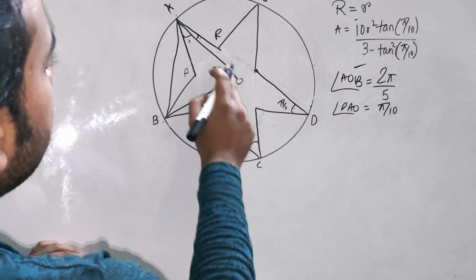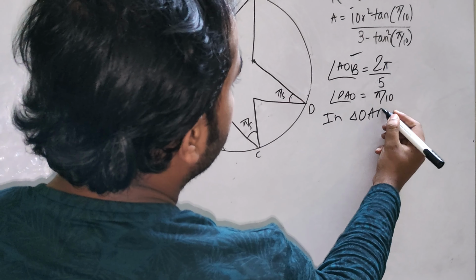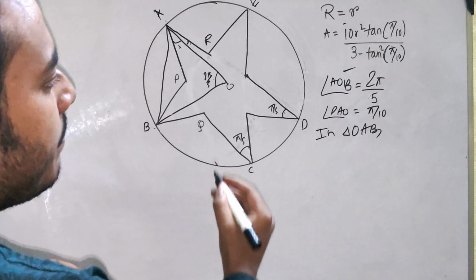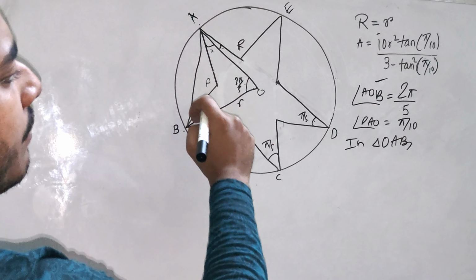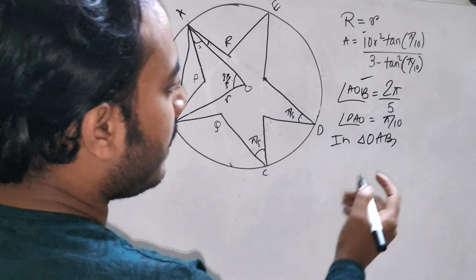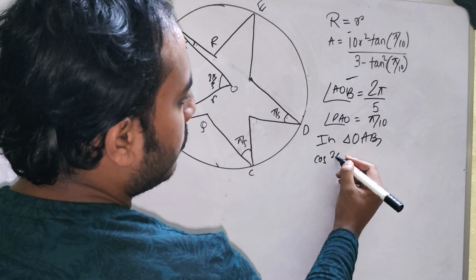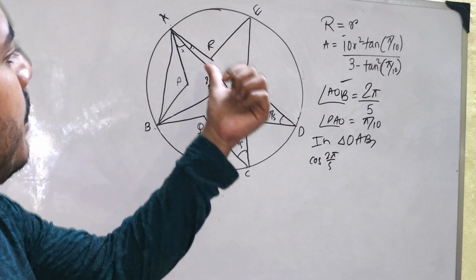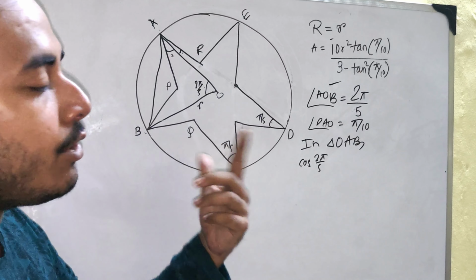Now, first things first, if you consider the triangle OAB, we know that OA and OB are equal to R because these are the radii, and you know this angle. So we can find the other side AB. How can we find it? We can find it using the cosine rule. So apply cos of 2 pi by 5, and you know that cos of theta is equal to AO square plus OB square minus AB square, divided by 2 times OA into OB, by the cosine law.